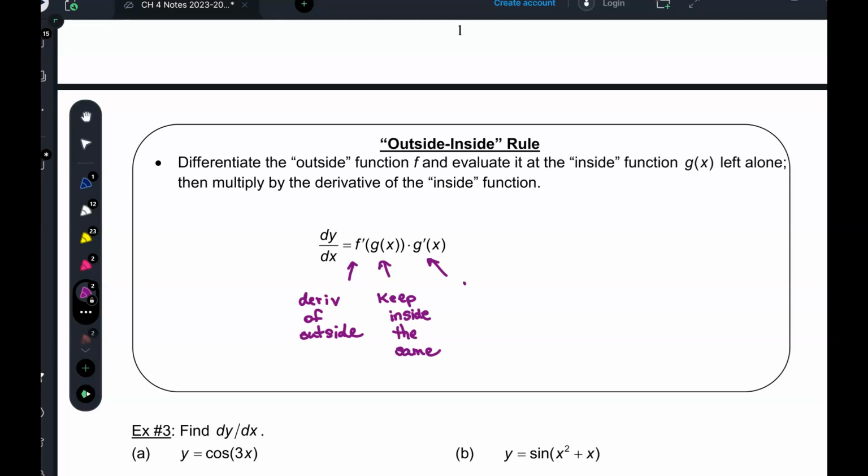And then times derivative of the inside. So if we can at least establish what we consider the outside and what we consider the inside, it's pretty easy. It's just sometimes it's not so clear what is outside and what's inside, and sometimes it's really obvious. So for example, with a trig function, if it's like the next one, what's our outside, what's our inside? Cosine is outside. 3x is the inside.